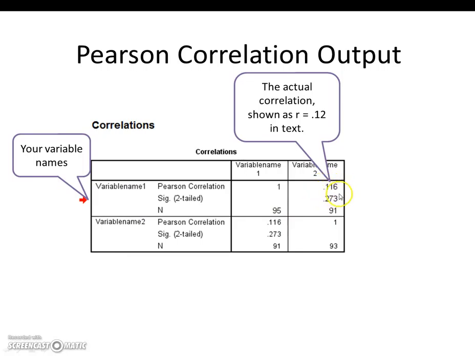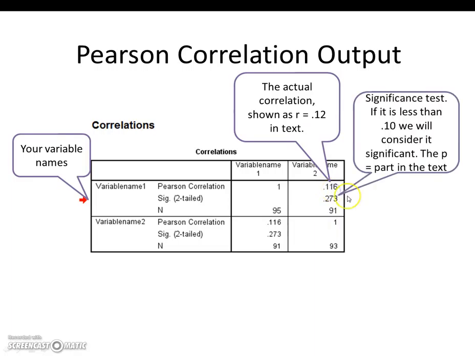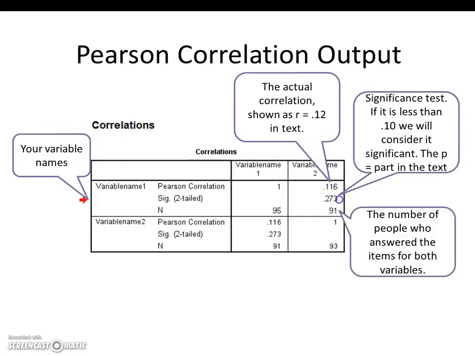Here is the actual correlation, what will go into the results section as an r equals. That's what we call a correlation in the text, and it would be 0.12. Here we have the significance test. Again, we want it to be below 0.10, and this is higher, so this is not significant. And these are the number of people, 91 people answered both variable 1 and variable 2. This is your final sample, whatever answered both of these questions.